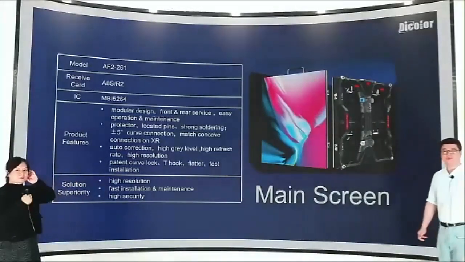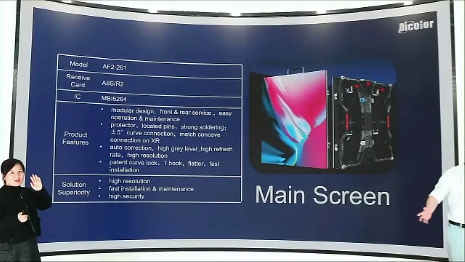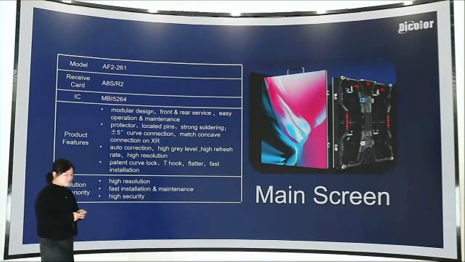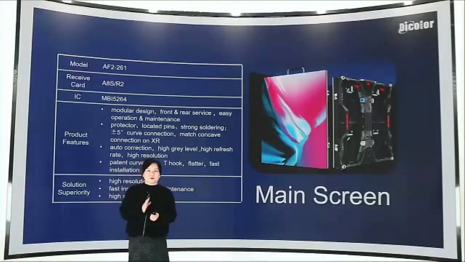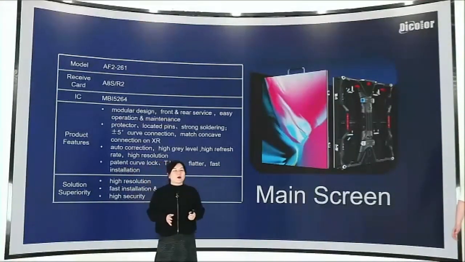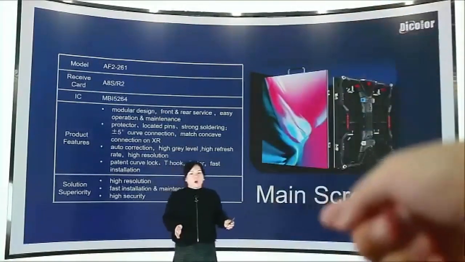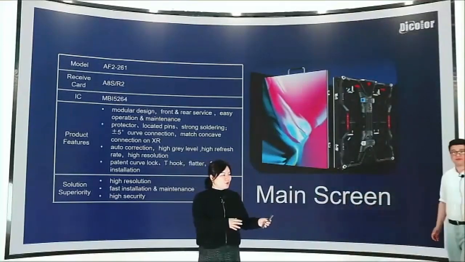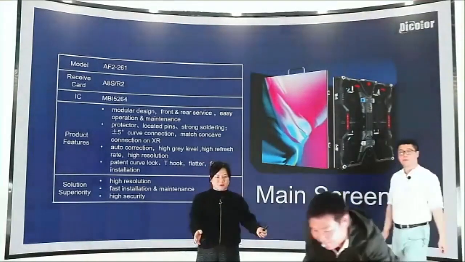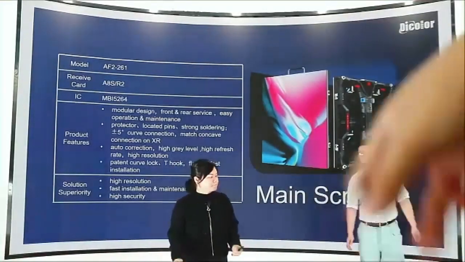We use AF series as the main screen. As I explained before, from the photo for film production is our AF 2.9. And now we are going to show you AF series panel.